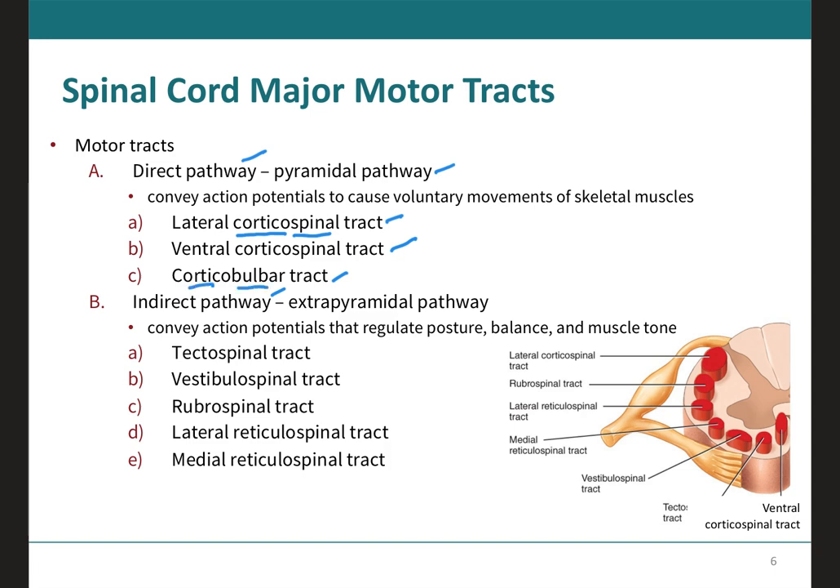And the corticobulbar will go from the cortex to the cranial nerves. And these nerves control the muscles of the face and neck that are going to be involved in facial expression, for example, mastication and swallowing, and even other motor functions. The indirect motor pathways are also referred to as the extrapyramidal pathways, and these will include the tectospinal, the vestibulospinal, the rubospinal, the lateral reticulospinal, and the medial reticulospinal tracts. And all these terms are going to be regions close to the brainstem. So the action potentials are going to start on the brain. They will travel to these regions in the brainstem, and they will cause these involuntary movements that will regulate, for example, posture, balance, and muscle tone.